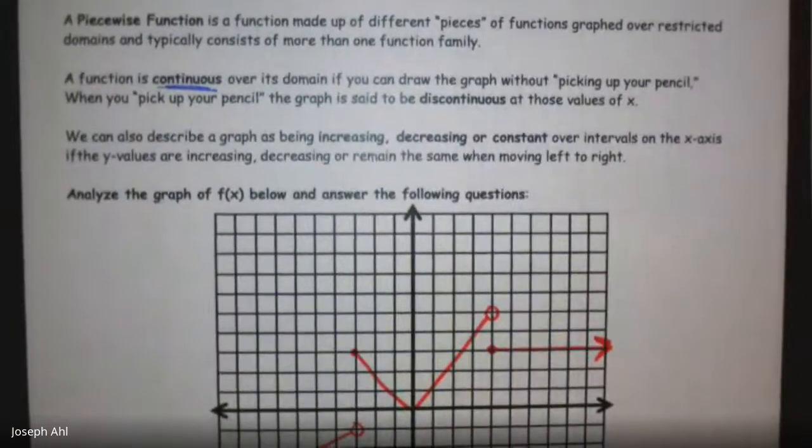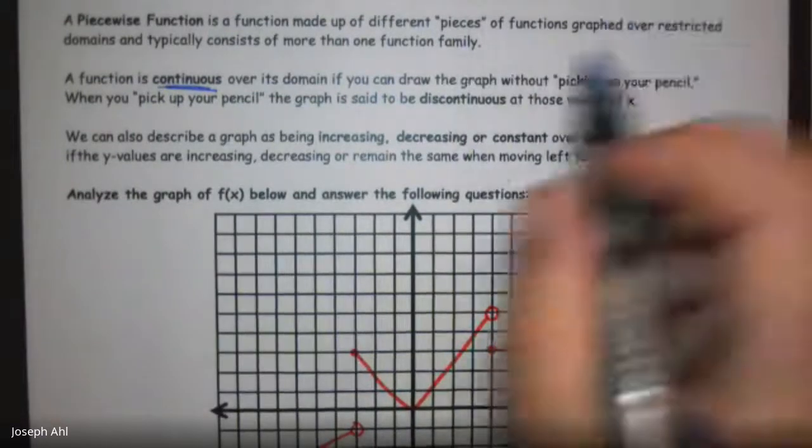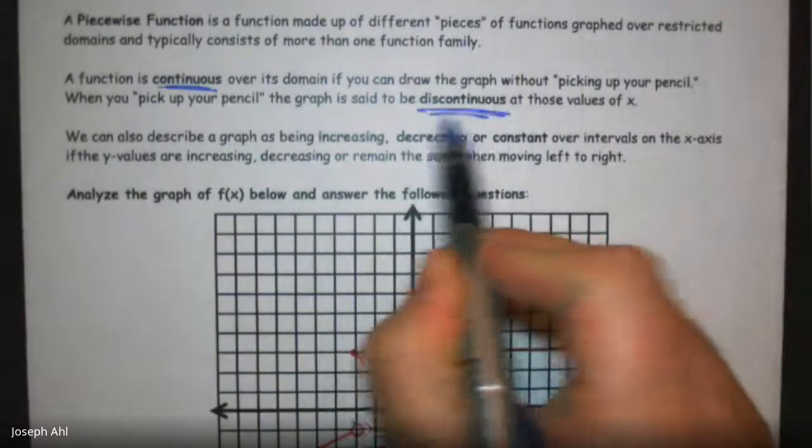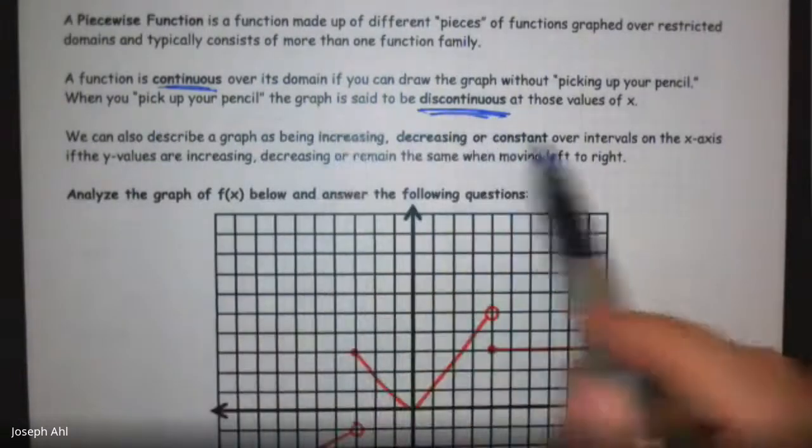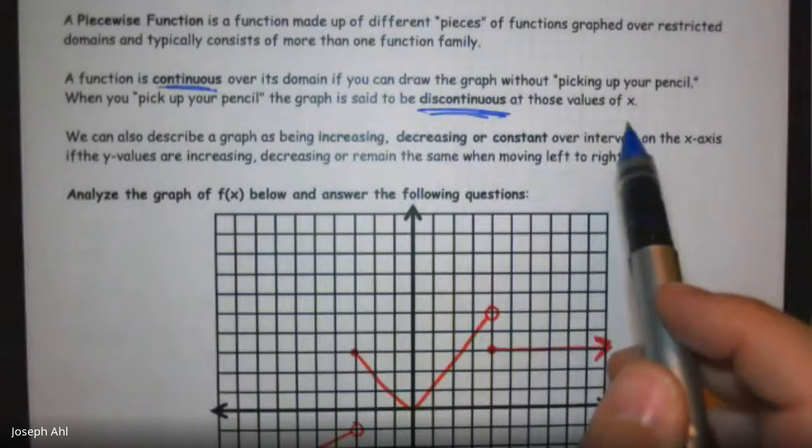We'll be able to determine where a graph is continuous, or more commonly, we'll actually be talking about where a graph is discontinuous. So when you pick up your pencil, the graph is said to be discontinuous at those specific values of x.